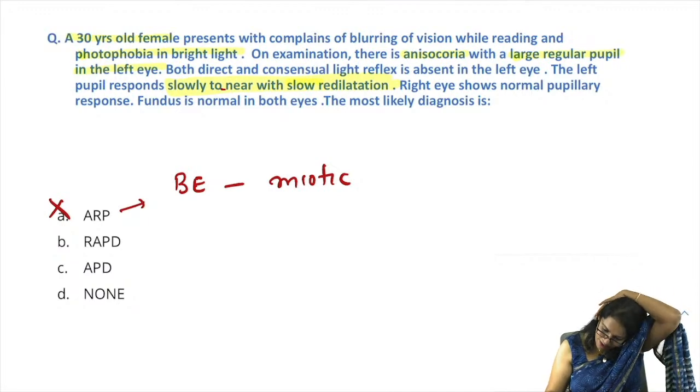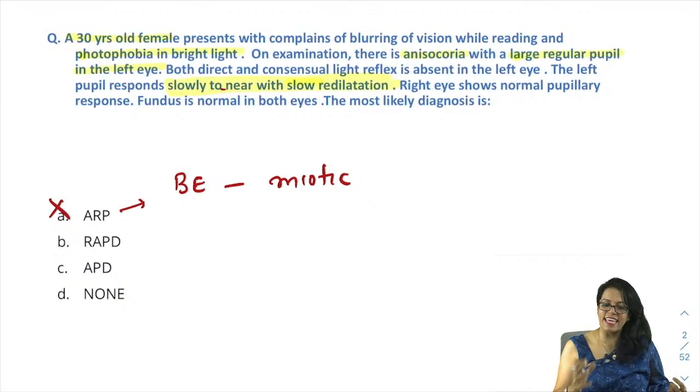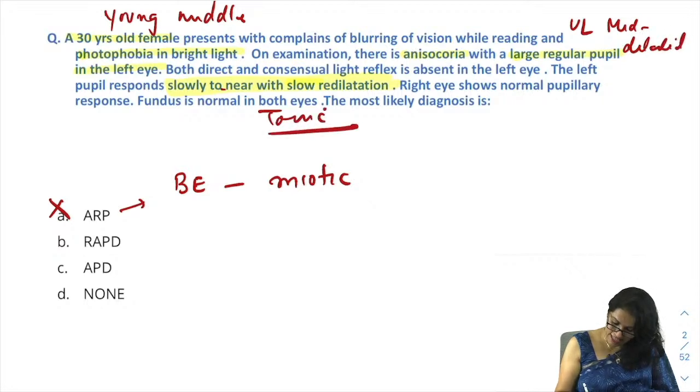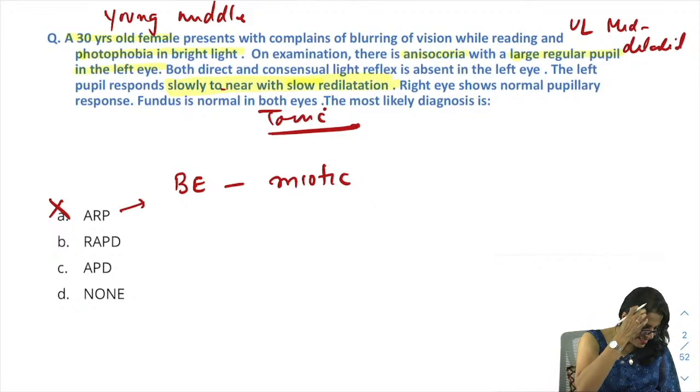I'm giving all the time here because I want you all to think, and then we rush to the next question. So we have studied: a young middle-aged female with a unilateral mid-dilated pupil with tonic pupil, and light reflex is absent but near reflex present. Now tell me, what is this?